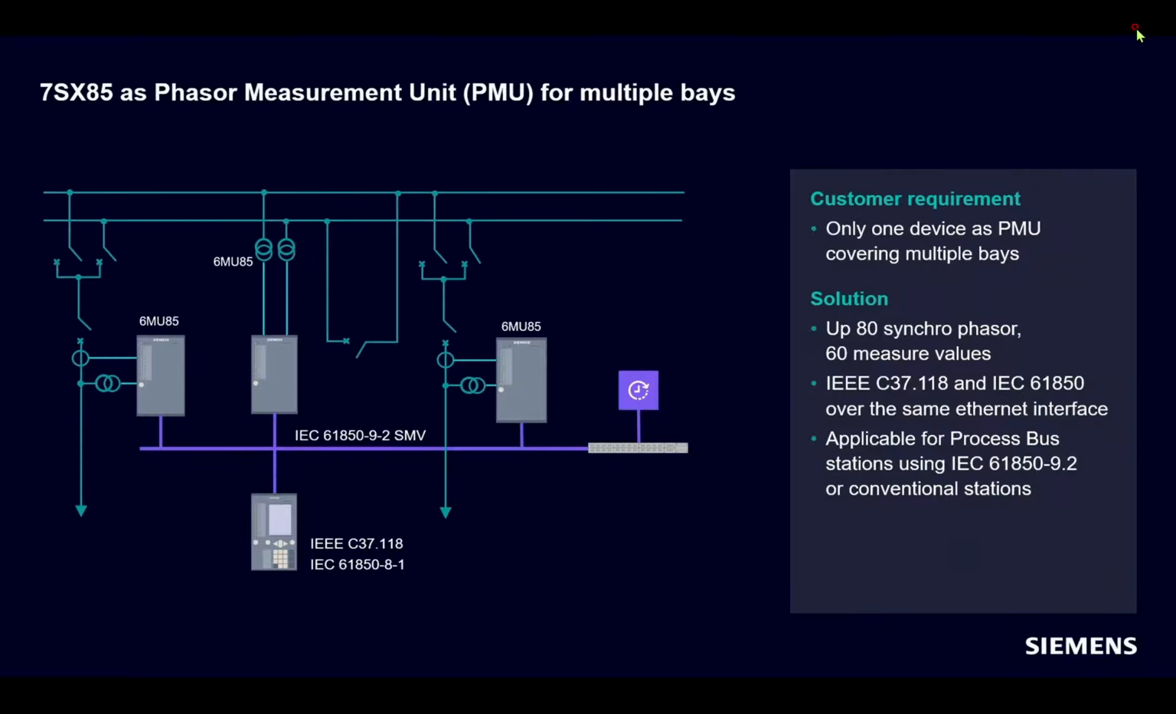This means it can be easily connected to different systems and tools. It works in both process bus digital stations using 61850-9-2 and also in conventional stations. So with the 7SX85, the customer can get a powerful and flexible PMU solution that fits into any type of substation, digital or traditional, while keeping the setup simple and efficient.